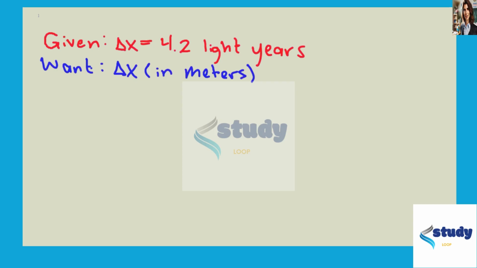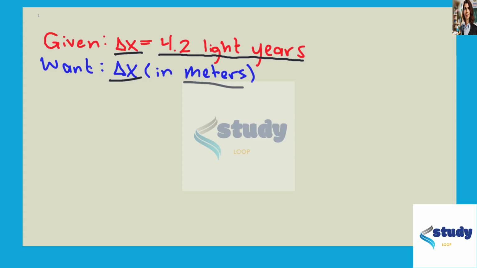In this problem, we're given the distance from Earth to the nearest star, and it's given in terms of light years. It's 4.2 light years, and what we want to know is how can we express that same distance, that same delta x, in terms of meters instead. Because light years, even though it has year in the term, is actually a measurement of distance, not time.